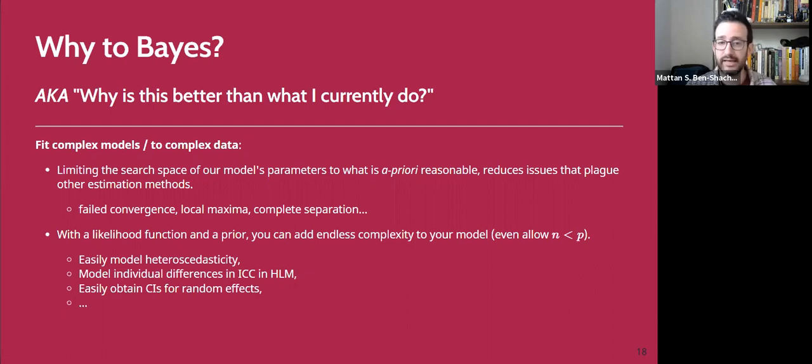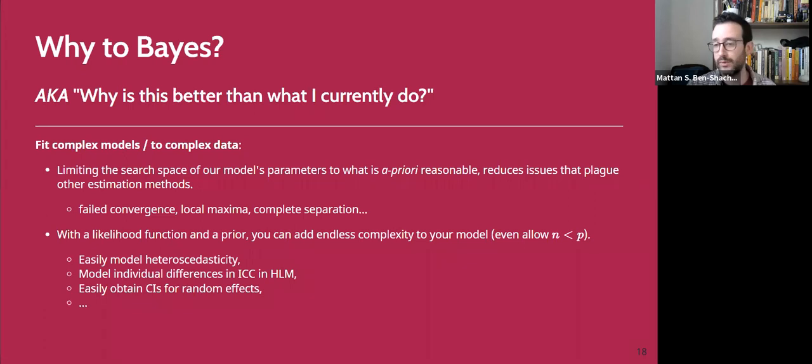So we can do things like model heteroscedasticity in our model very easily, right? We don't have to use special, complex, robust sandwich type models for this. We just add a prior on an effect on my variance in the model. We can model individual differences in the interclass correlation, easily obtain confidence intervals for random effects, etc.